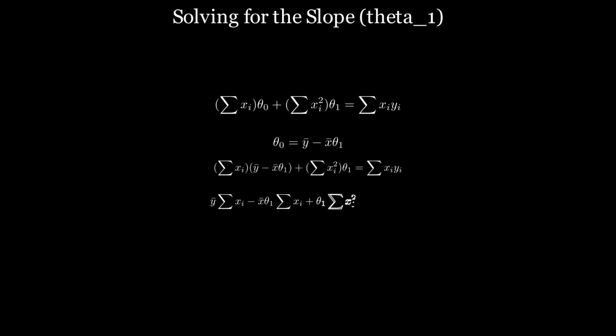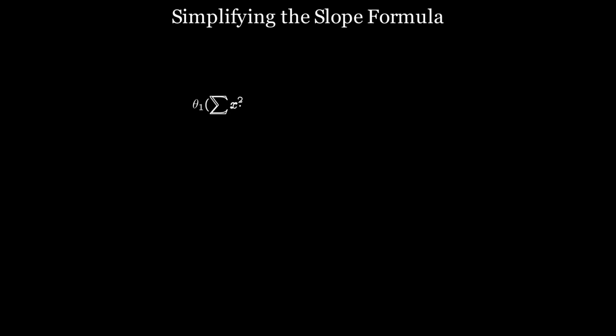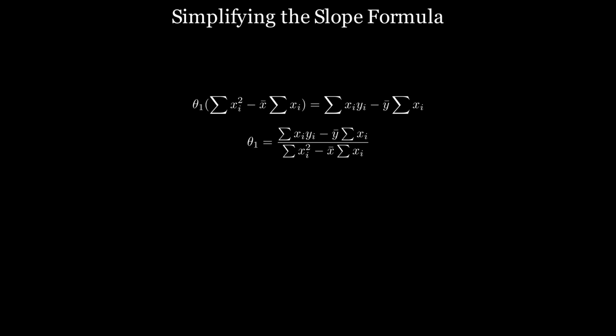Let's distribute the sum of x i and then group all the theta 1 terms on one side. Isolating theta 1 gives us this fraction. It might not look familiar yet, but this is the correct answer.